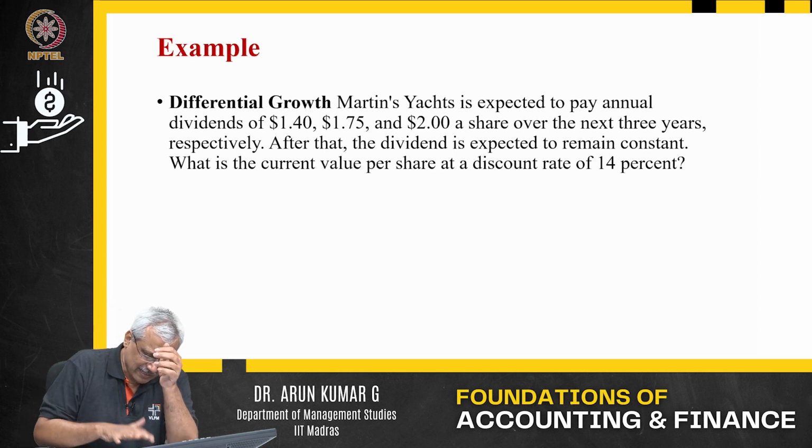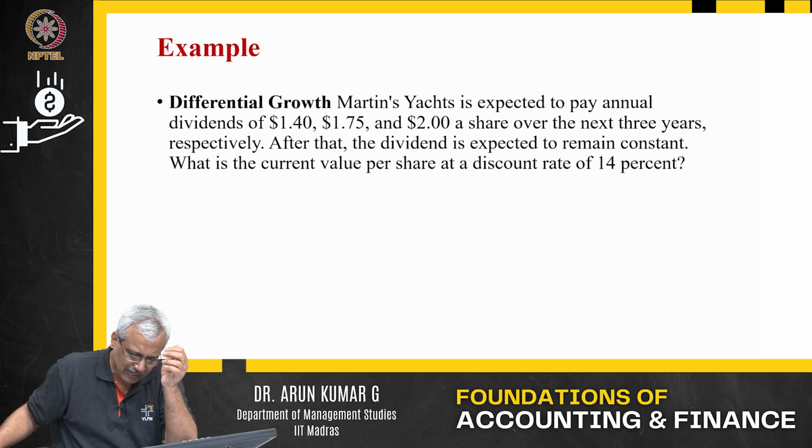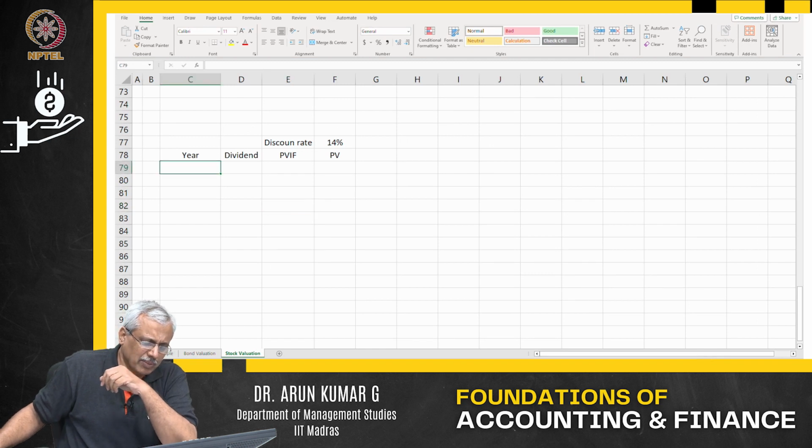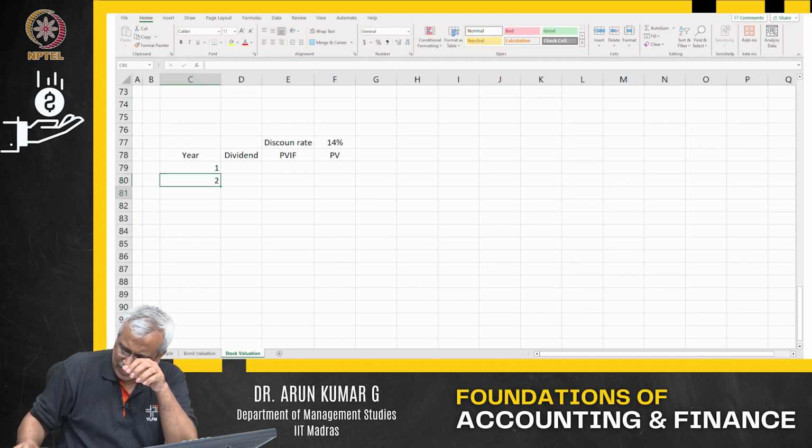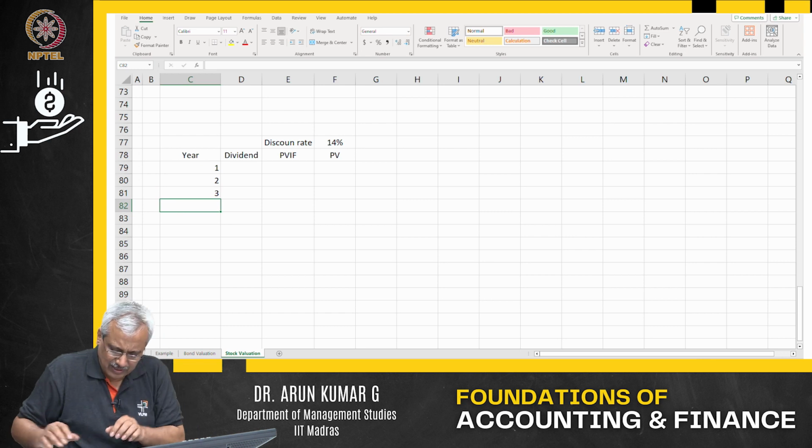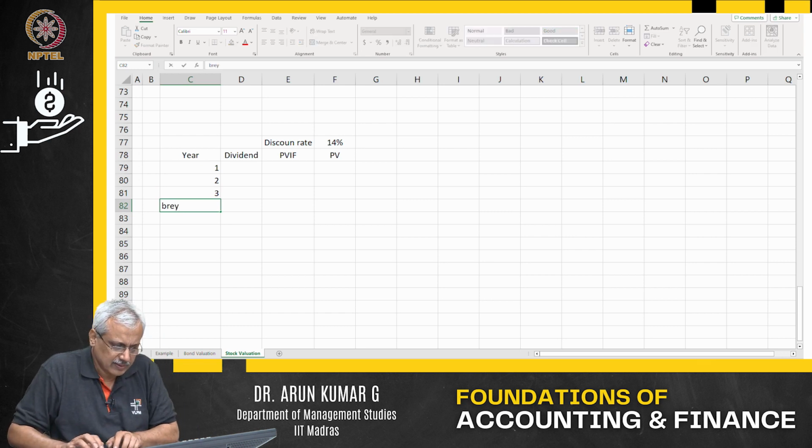Let us go to the Excel sheet and try and see if we can calculate this. What are the number of years? First year, second year, third year, and then beyond 3 years.